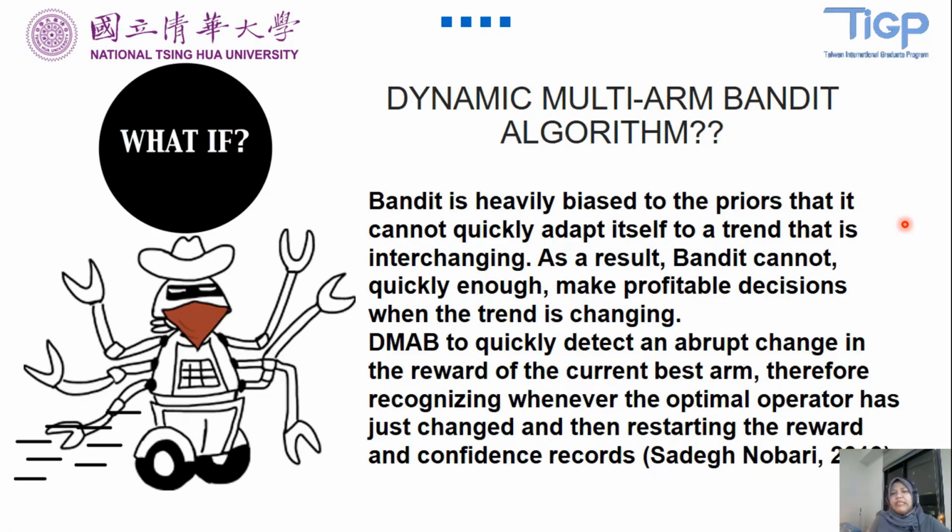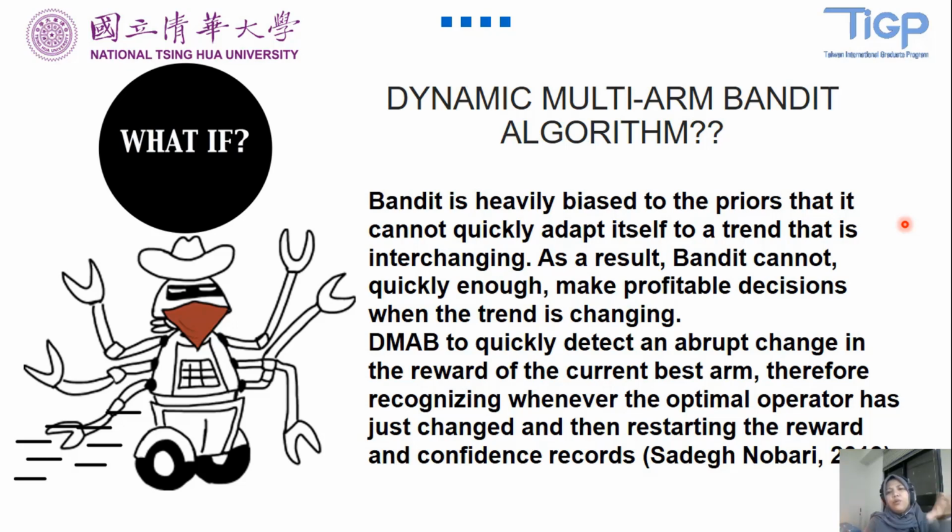And what if we use a dynamic multi-armed bandit algorithm? This is the new algorithm, DMAB, a dynamic multi-armed bandit algorithm. The standard bandit is heavily biased to the prior, so it cannot quickly adapt itself to a changing trend. As a result, the bandit cannot quickly make profitable decisions when the trend is changing. So DMAB quickly detects an abrupt change in the reward of the current best arm, therefore recognizing whenever the optimal operator has just changed, and then restarting the reward and confidence record. This algorithm was proposed by Sadek and Obari in 2019.